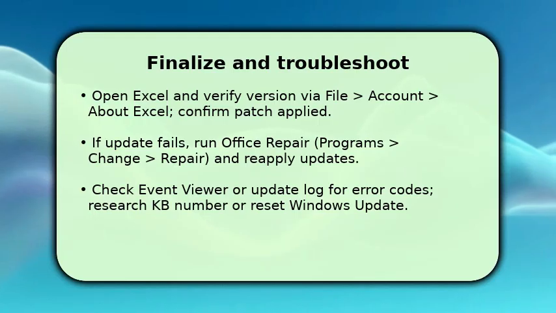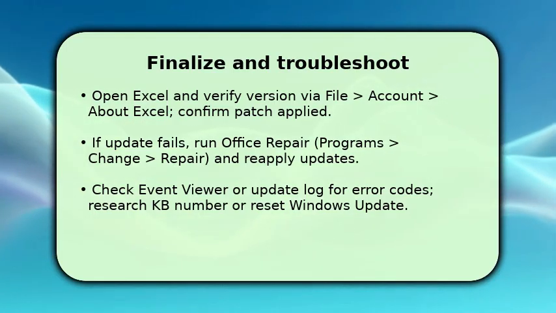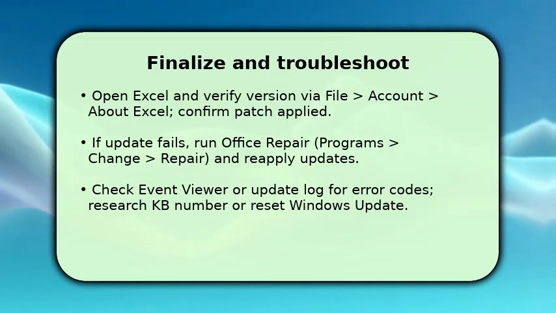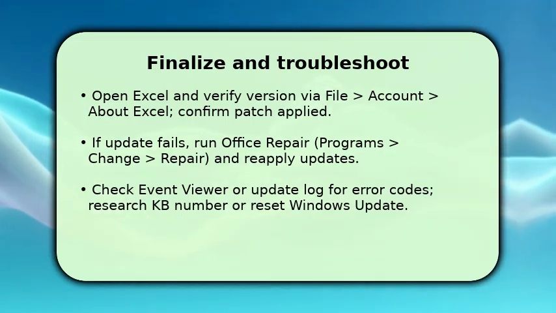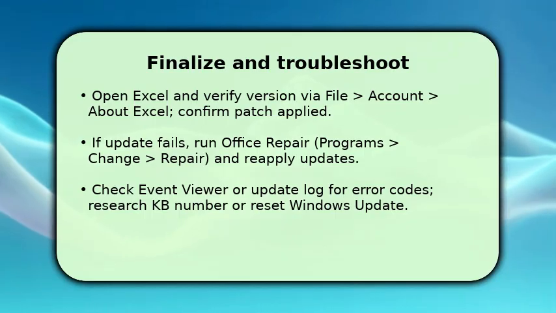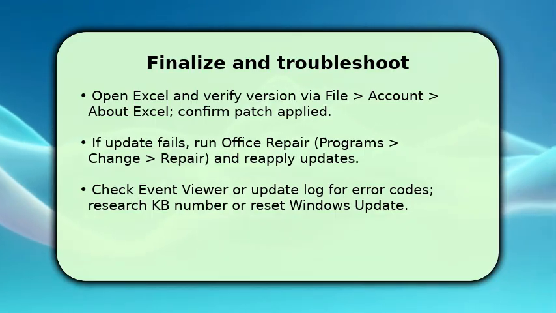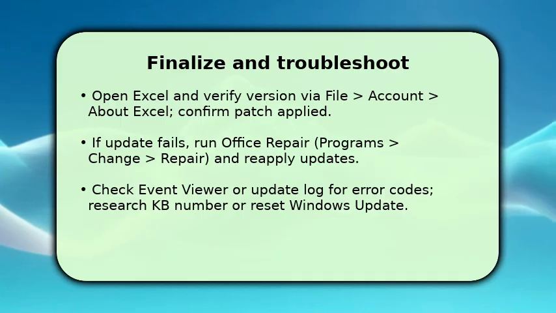Finish by launching Excel and checking File, Account, About Excel to confirm the new build. If Excel opens and features behave normally, you're done. If an update failed, run Programs, Microsoft Office, Change, Repair to fix installation files, then reattempt the update. This often resolves corrupted installers.